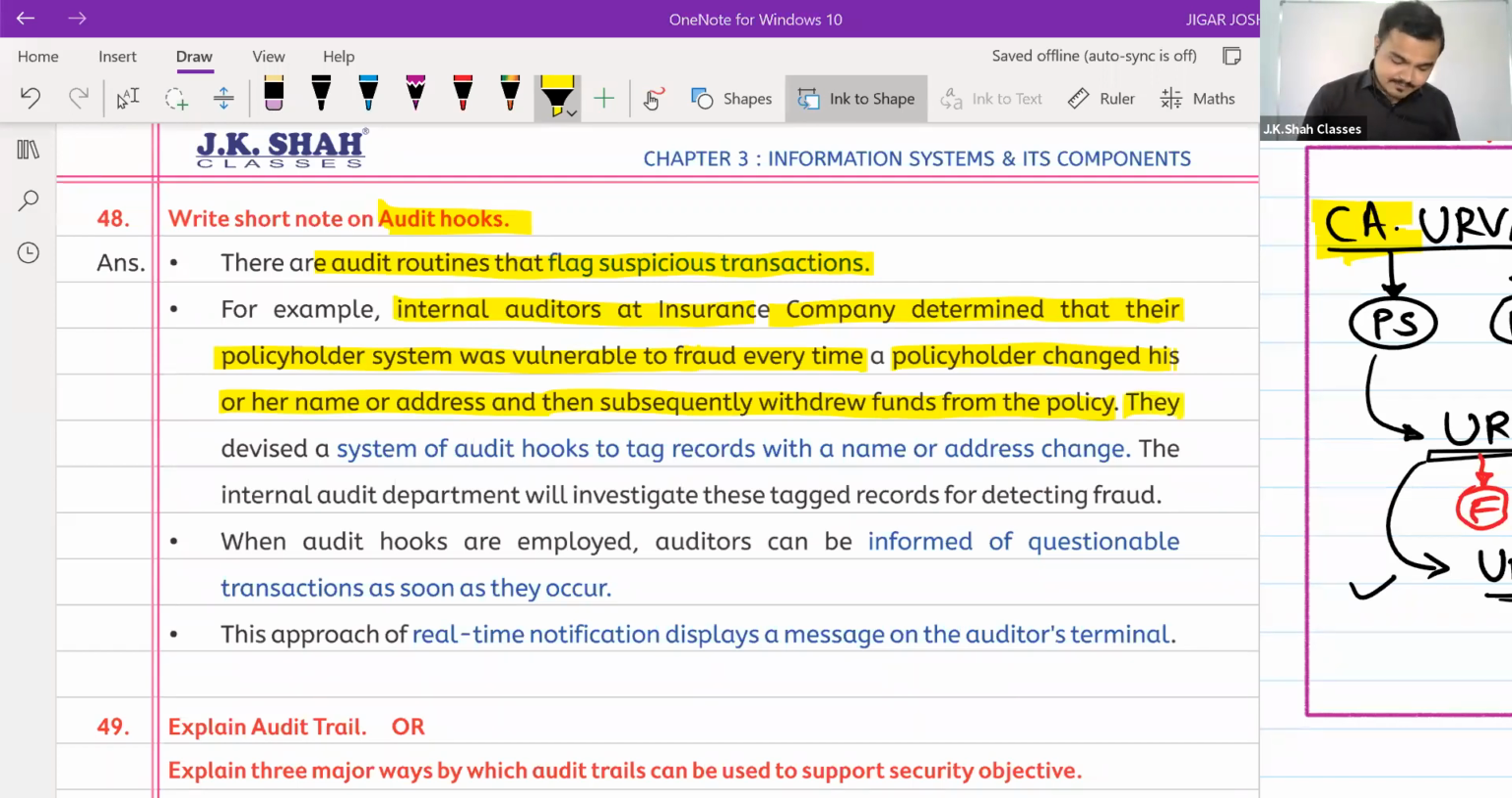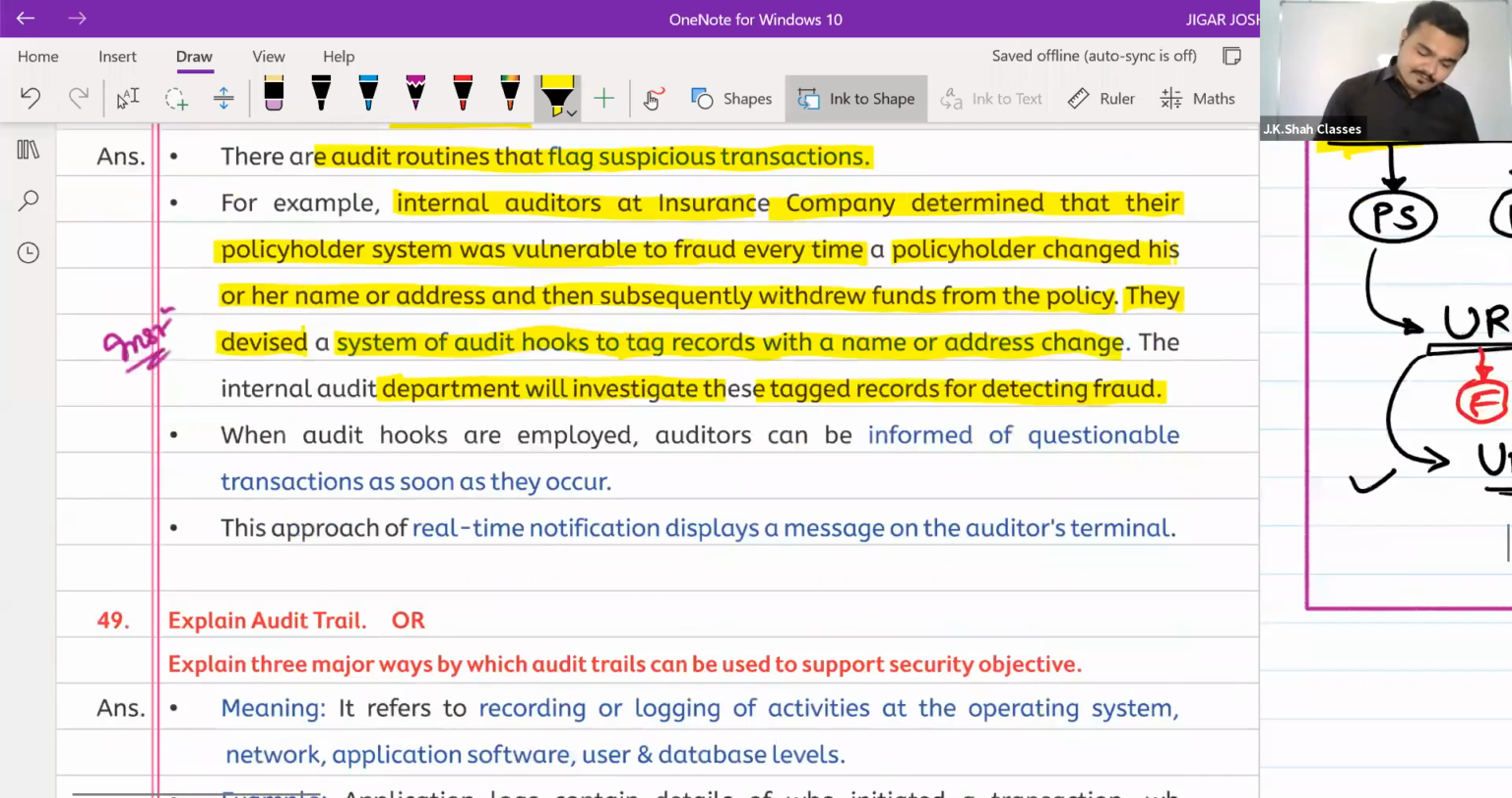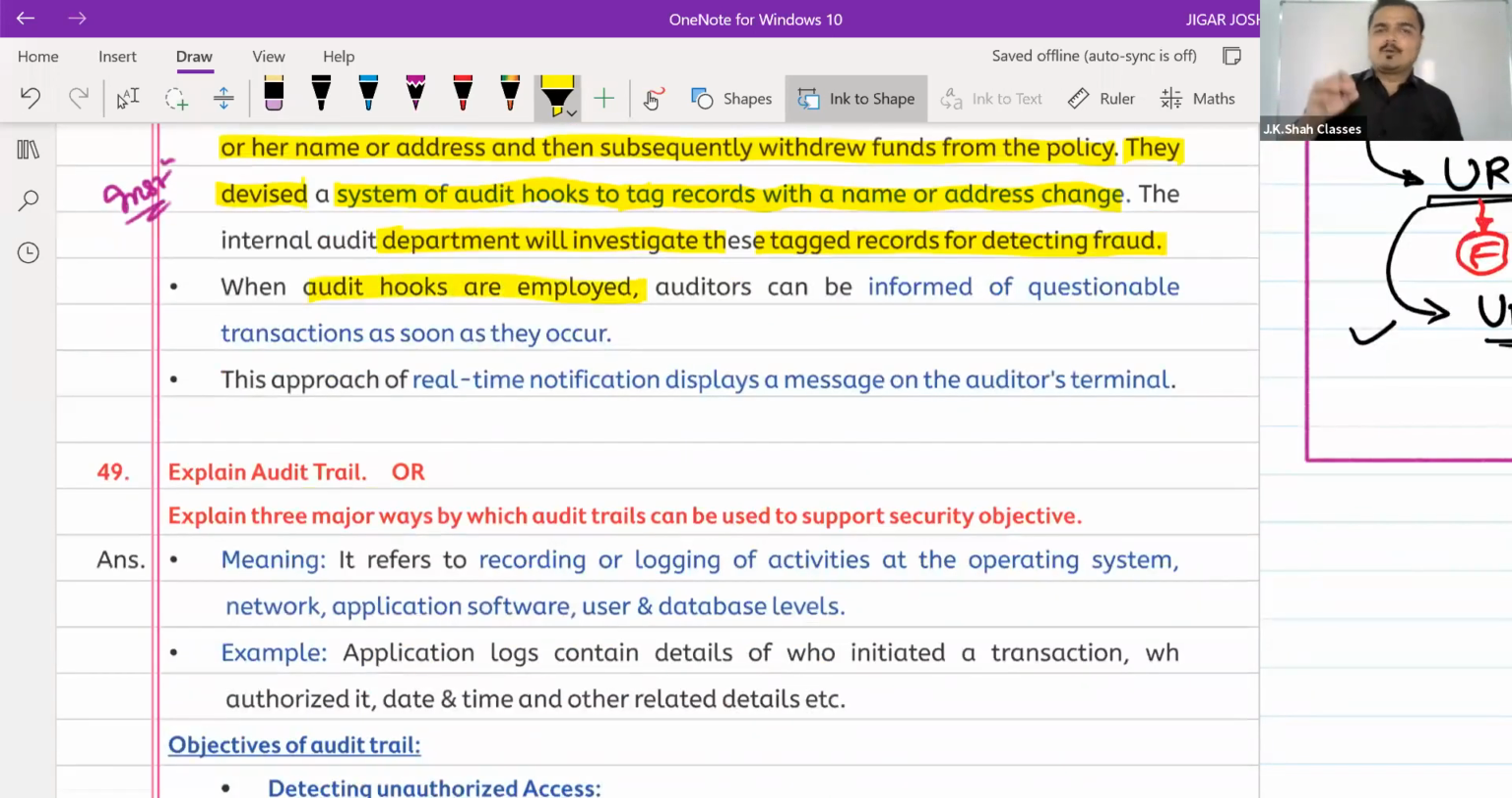They devised, my dear chartered, the system of audit hooks. Devised means installed. Tag means specially marked records with their name or address change. The internal audit department will investigate these tagged records to detect the fraud. Understood? Yes, sir. When audit hooks are employed, meaning used or installed, the auditor can be informed of questionable transactions as soon as they occur.